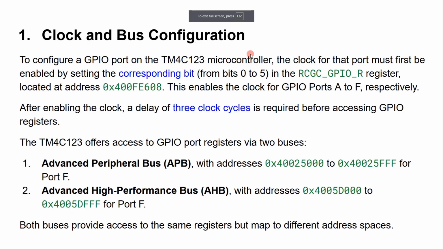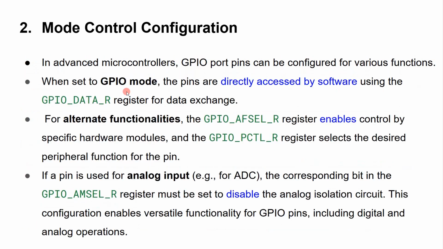When we configure the first step, the clock and bus configuration, we will be using the RCGC GPIO register. If we are making use of port F, the starting address, which I mentioned earlier, is 0x40025000 for the advanced peripheral bus. When it comes to mode control, we can set either the GPIO mode or an alternate functionality. If we set it for GPIO mode, we can directly access the pins by software, and for this we make use of the GPIO DATA register.